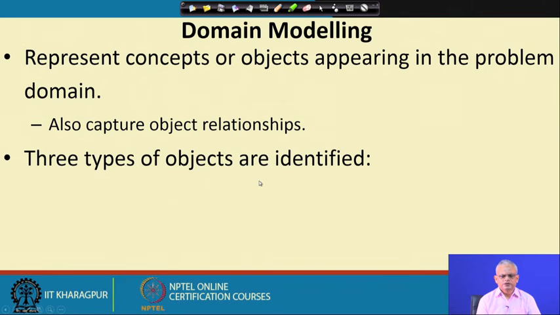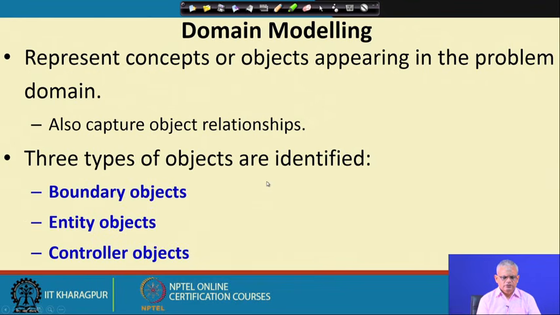While developing the domain model, we look for three types of objects. One is called the boundary objects. These are the user interface objects. Then the entity objects and the controller objects. So, these are three categories of objects that we look for while doing the domain model, and in the domain model we represent these three types of classes. We will discuss what exactly the boundary, entity and controller objects are.